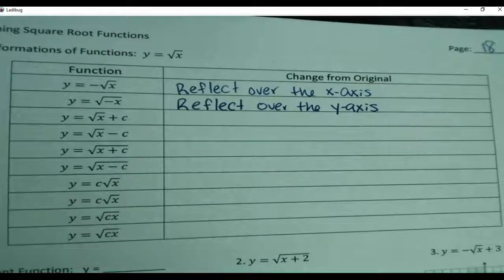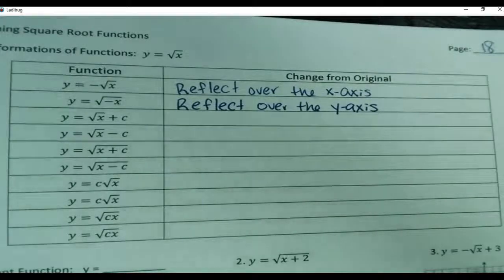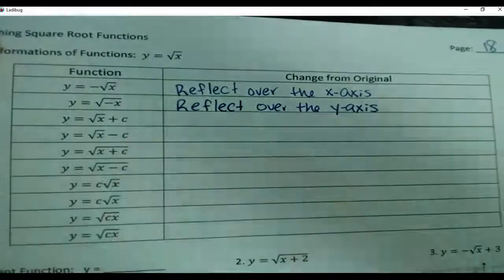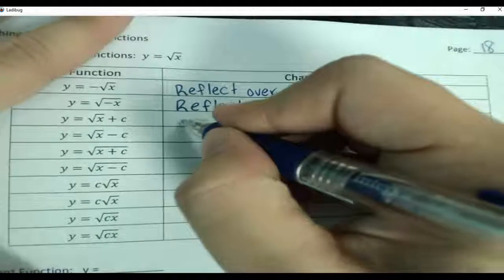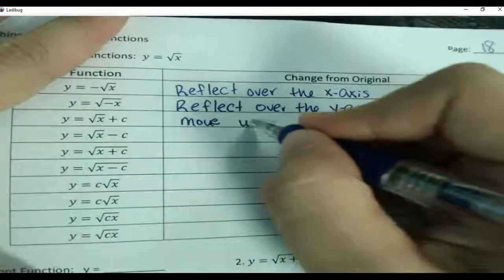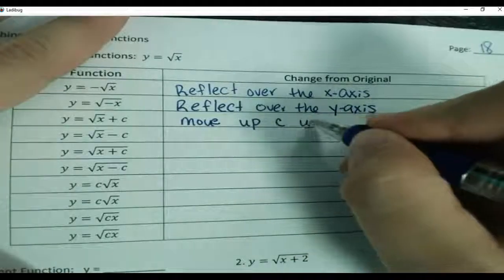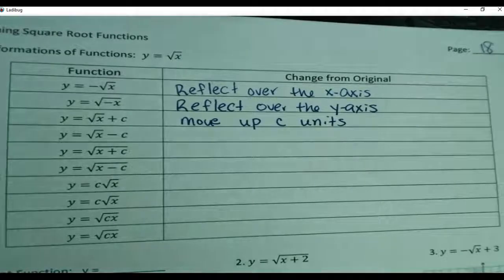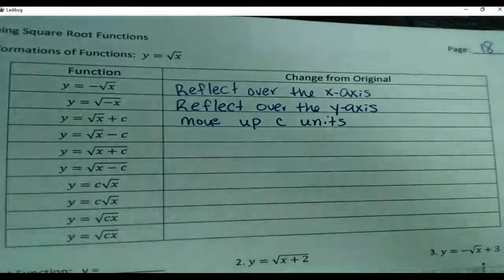Okay. So then the next two we have adding and subtracting outside of the square root. So anything that happens outside of the square root is going to be a vertical change. So if we have plus c, which of course is a number, outside of the square root, then that means we move up c units. So whatever c is. Okay, so plus on the outside, you're moving up.